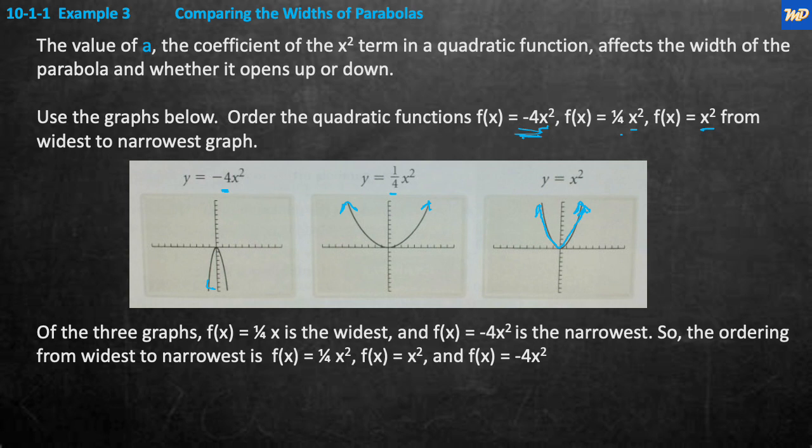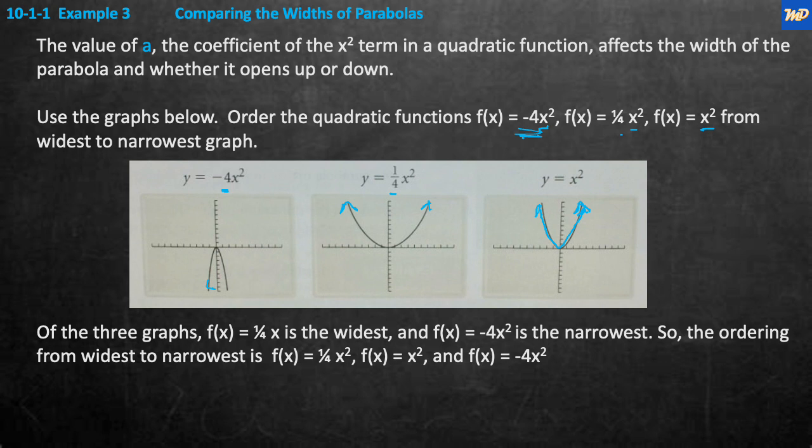And that's basically what you need to know. So just keep that in mind. Negative and positive, down and up, respectively. And fractional a terms make a wider, fatter parabola, as opposed to integer values greater than 1, which make the parabola skinnier, pointier, if you will.